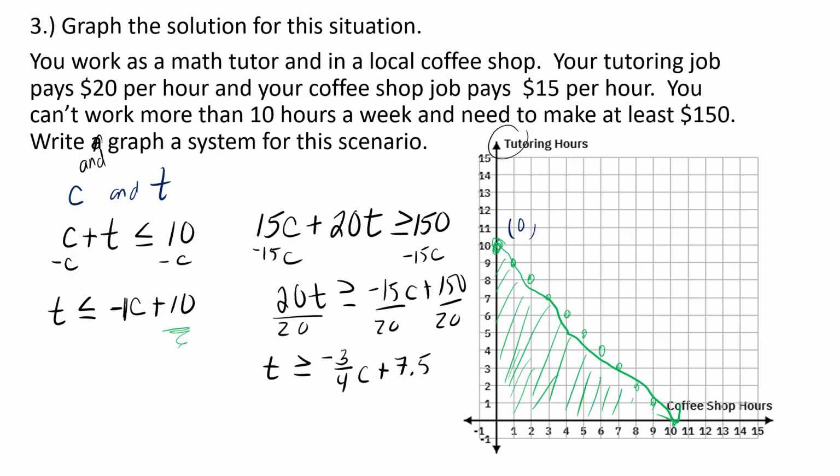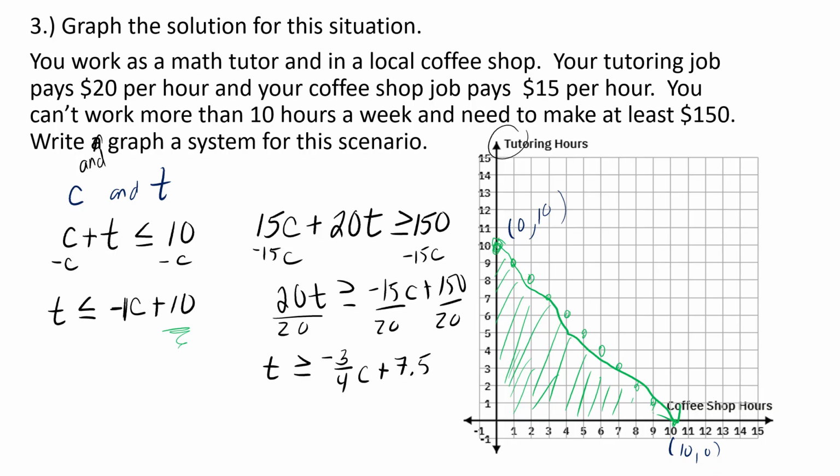This is the point (0, 10), which means you'd be working 10 hours at your tutoring job and no hours at the coffee shop. If you come down here and look at this, this is the point (10, 0), which means that you'd be working all 10 hours at the coffee shop and no hours tutoring. And then you've got everything in between.